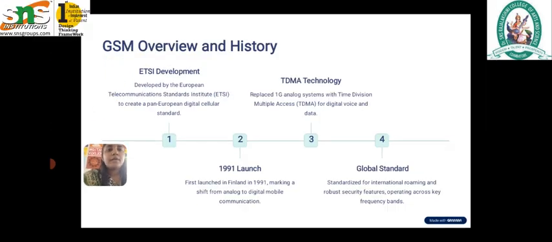So GSM overview and history. GSM was developed by the European Telecommunications Standards Institute. The second stage was 1991, when it launched, the first launch being in Finland. The third one is TDMA. TDMA is Time Division Multiple Access for digital voice and data communication. The fourth one will be the global standard. Standardized international roaming was introduced with robust security features and operating across the frequency bands.